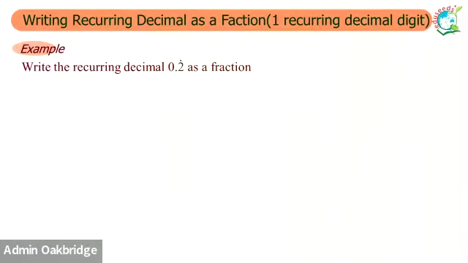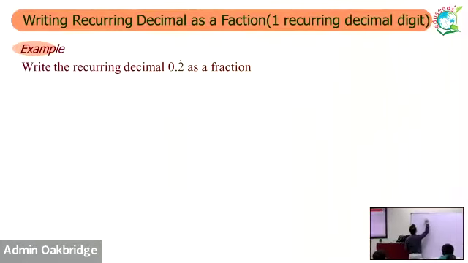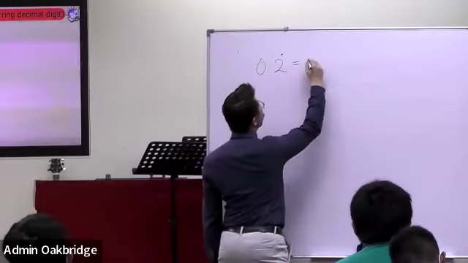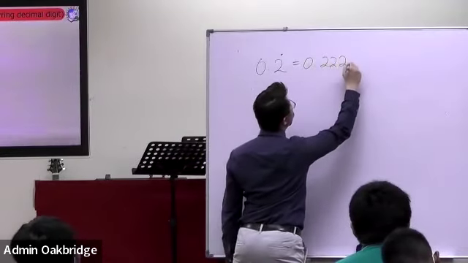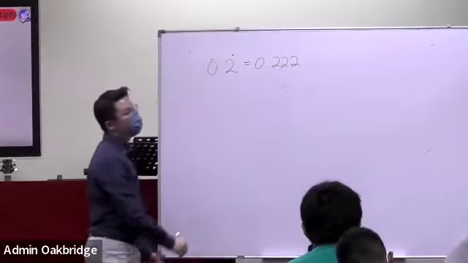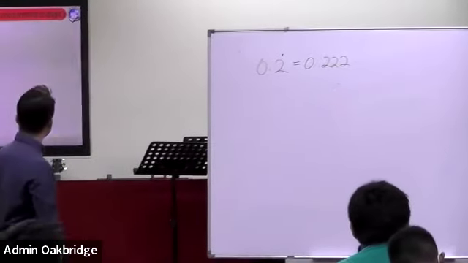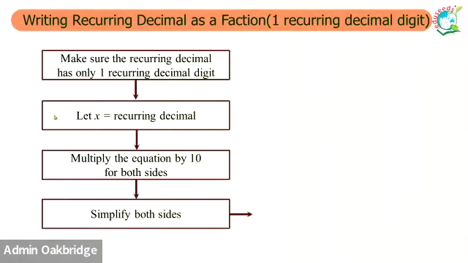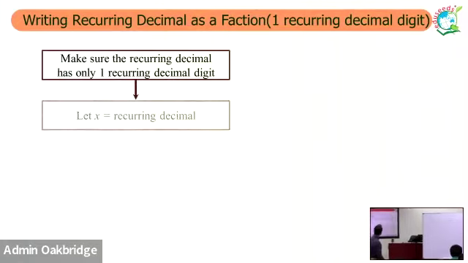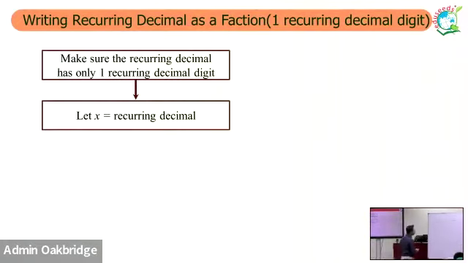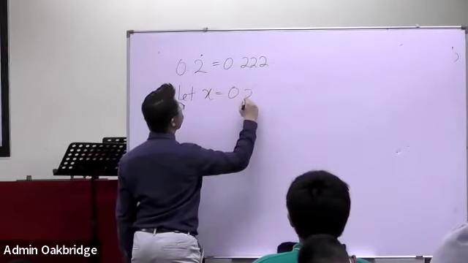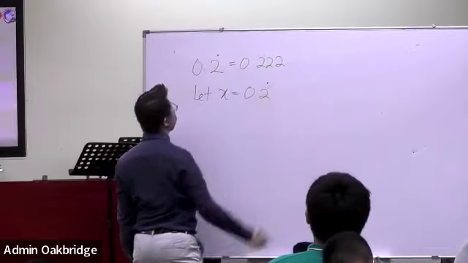Okay, let's look at this first example. 2, and then we have a dot on top of the 2. So this means 0.222 and so on, repeating over again. Our first step is what? Let x equal to 0.2, with a dot on top of this 2.